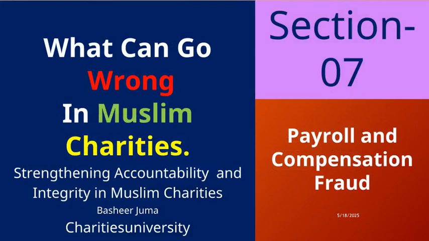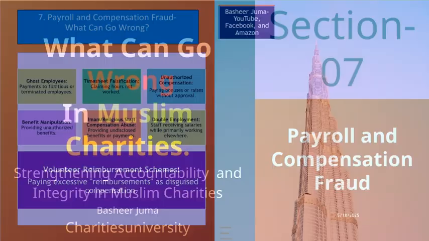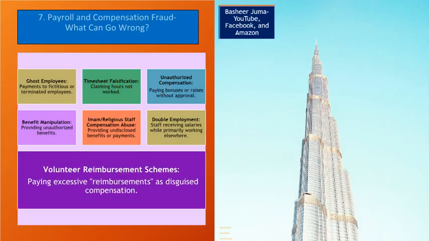Section 7: Payroll and Compensation Fraud. What can go wrong? Ghost employees. Payments to fictitious or terminated employees. Timesheet falsification. Claiming hours not worked. Unauthorized compensation.